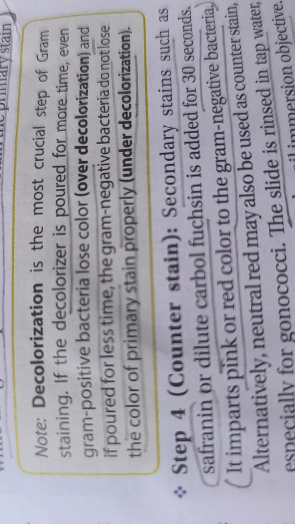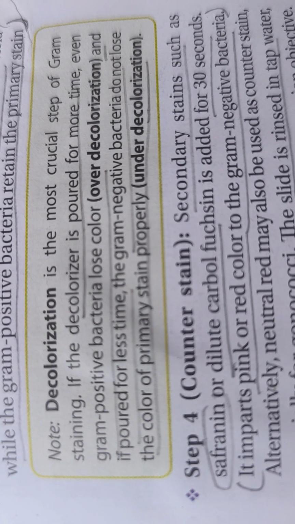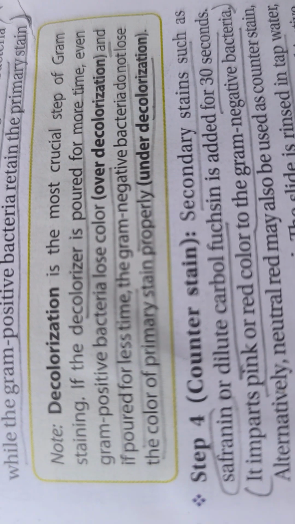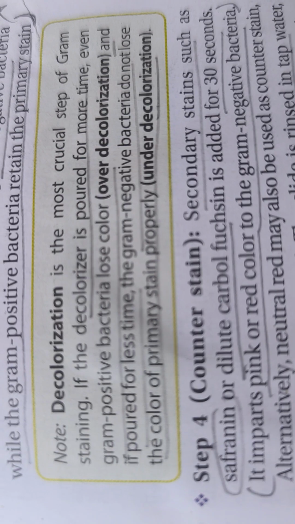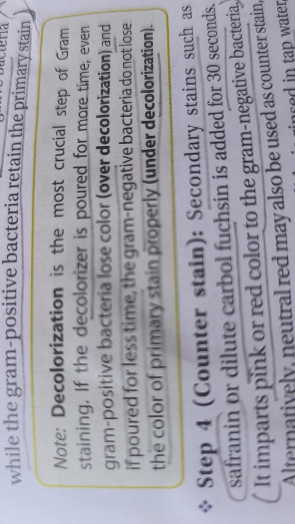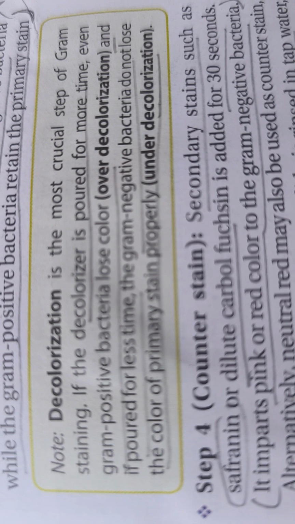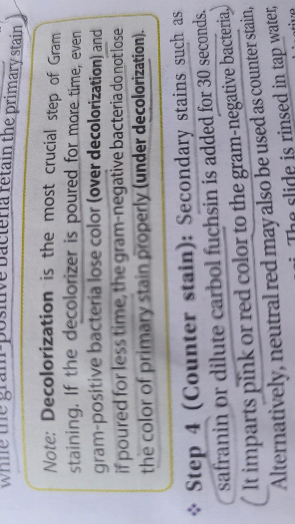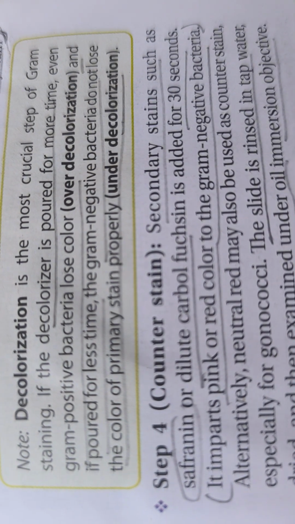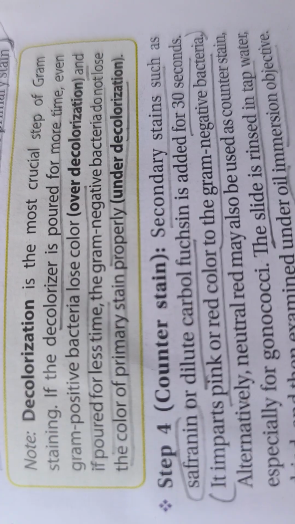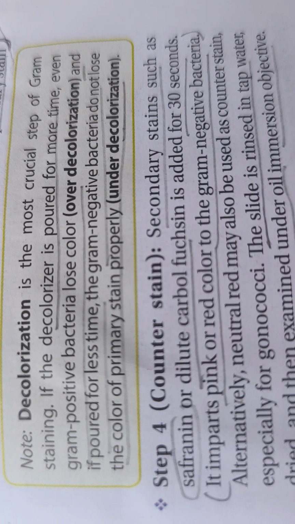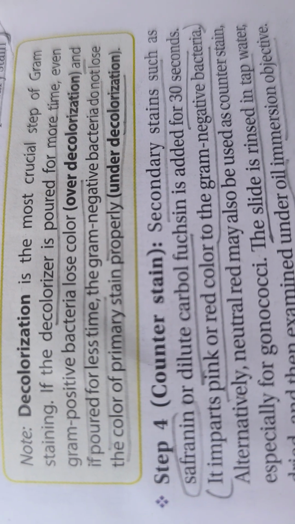Note: decolorization is the most crucial step of gram staining. If the decolorizer is poured for more time, even the gram positive bacteria lose the color due to over decolorization, and if poured for less time, the gram negative bacteria do not lose the color of the primary stain properly under decolorization.